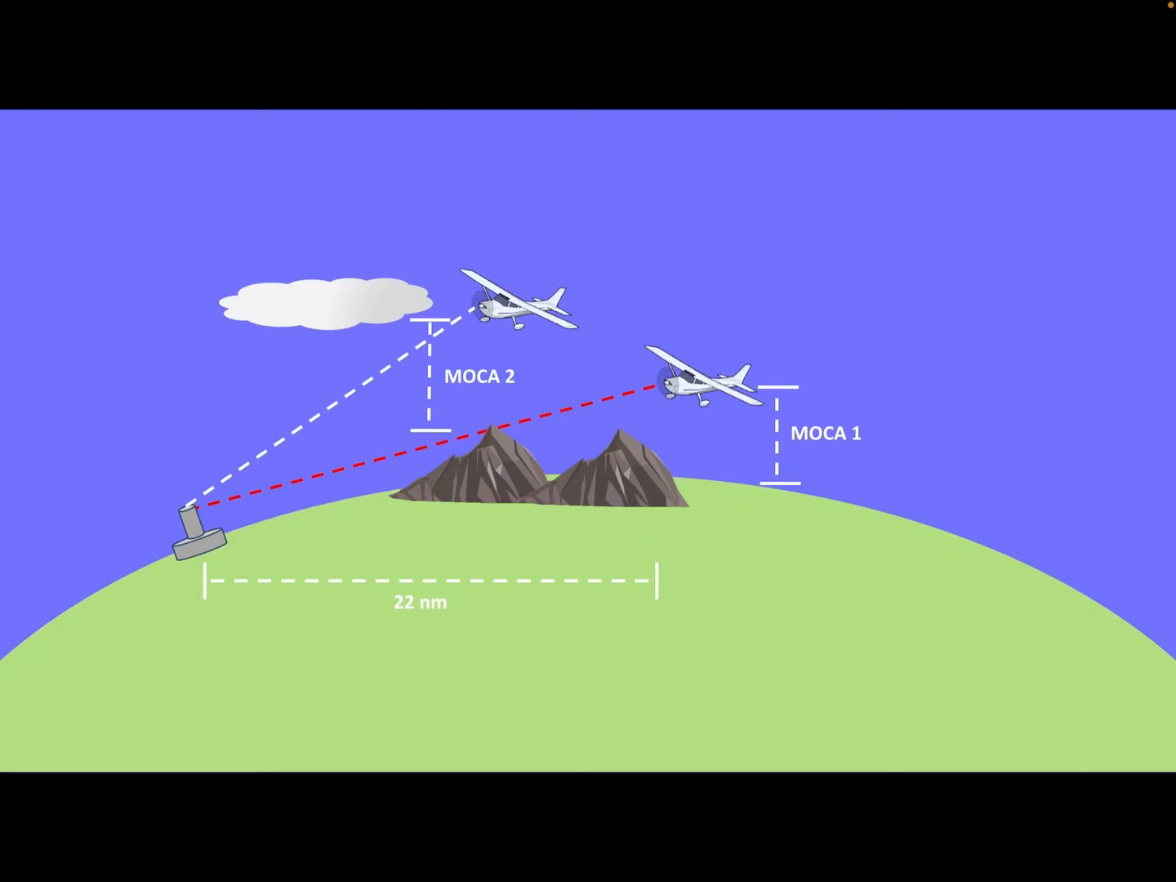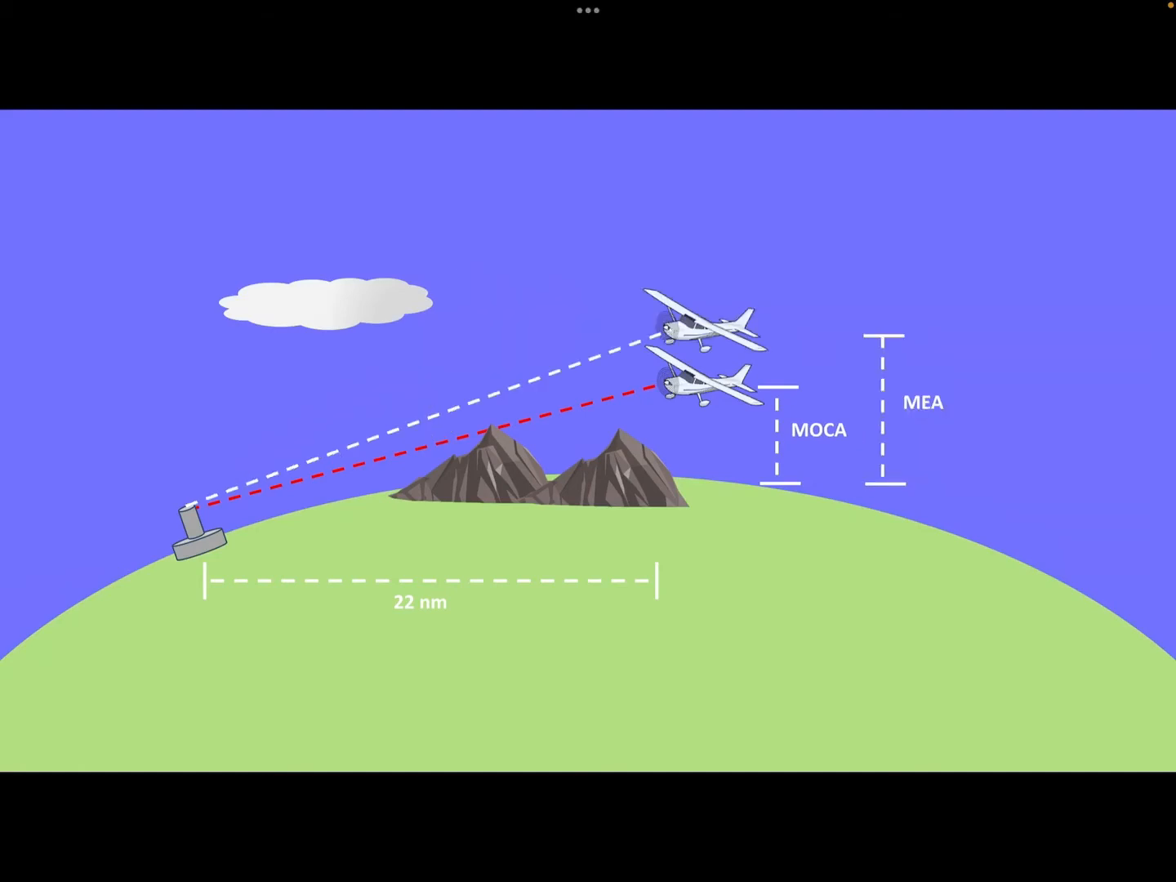So if you want to use VORs for navigation on a route, then you'll want to fly at the MEA rather than the MOCA. The MEA is slightly higher than the MOCA and allows you to get your VOR signal along the entire route and not just within the band of 22 nautical miles away.